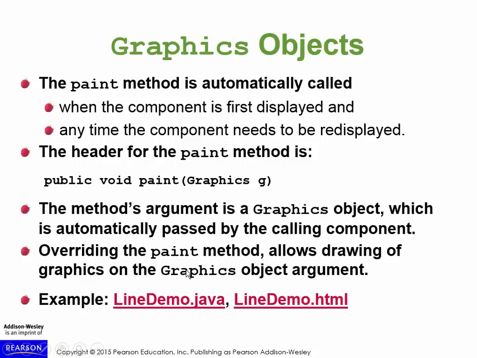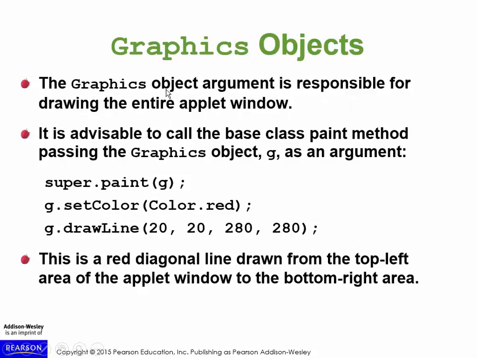When you override the paint method, as it says, it allows you to draw graphics on a graphics object argument. We'll see examples of this in just a few minutes. The graphics object then is responsible for drawing the entire applet window, and you'll do stuff like this.